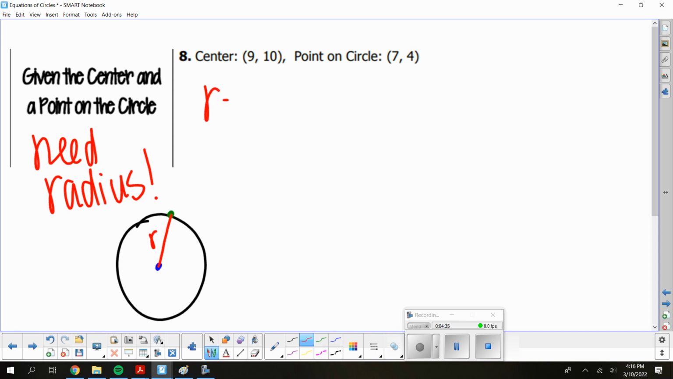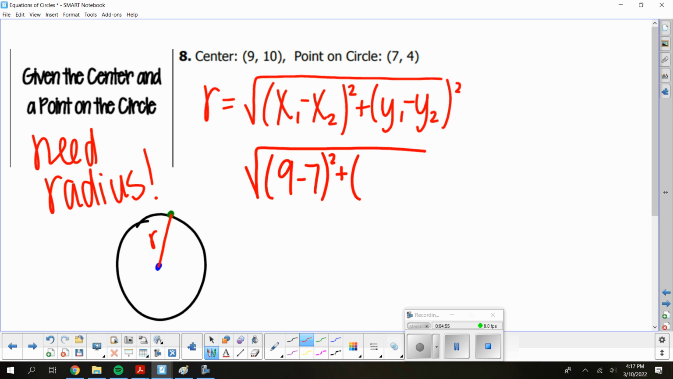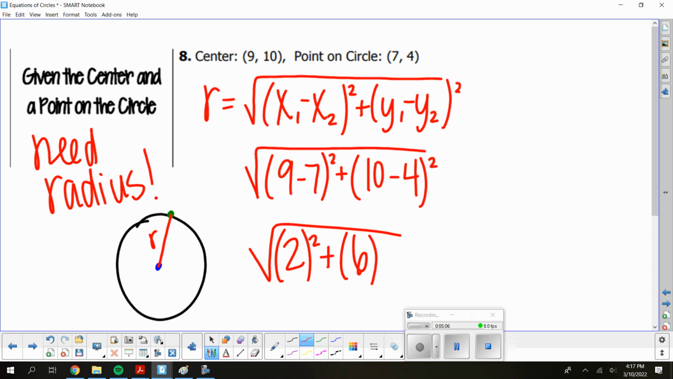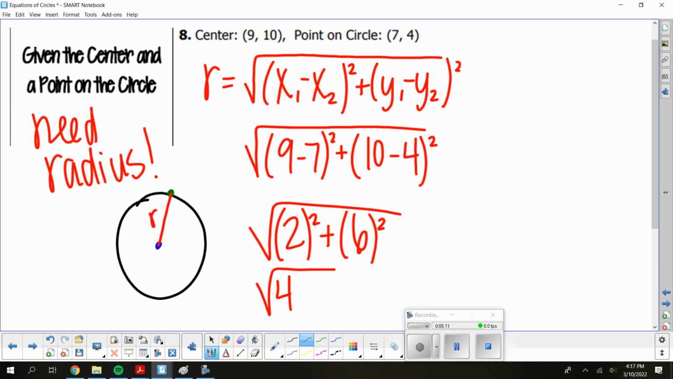So our radius will be equal to the distance, which if you remember, is the square root of (x1 - x2)² + (y1 - y2)². So let's find that. Well, x1 is 9 minus x2 is 7, squared, added to y1 is 10 minus y2 is 4, squared. 9 minus 7 is 2 squared plus 10 minus 4 is 6 squared. So that is 4 plus 36, which is the square root of 40.